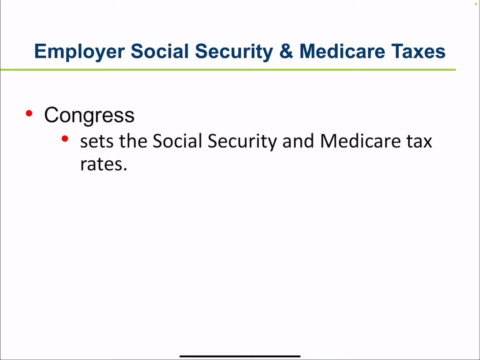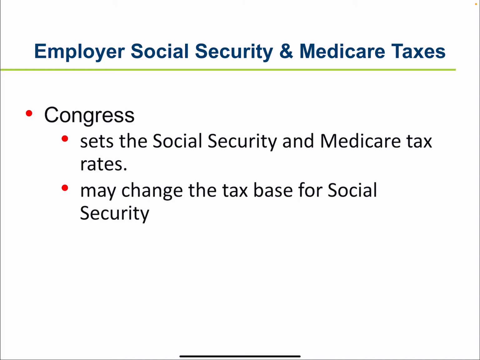Congress sets the Social Security and Medicare tax rates. Remember, for this book, we are using a Social Security tax rate of 6.2% and Medicare of 1.45%. Also, Congress may change the tax base for Social Security. In this book, it's $106,800. Today's tax base is over $140,000 in real life.